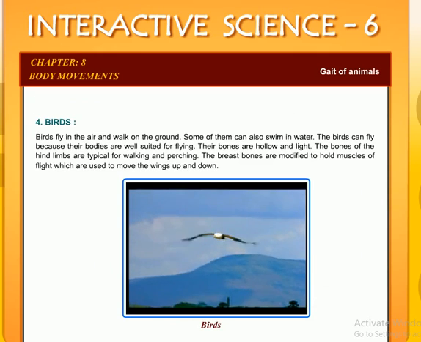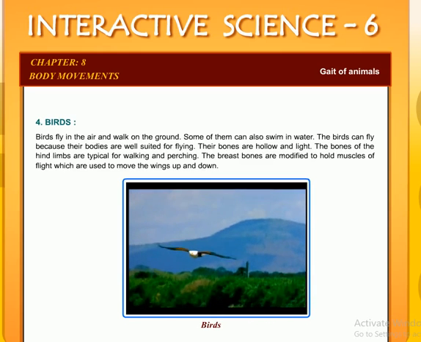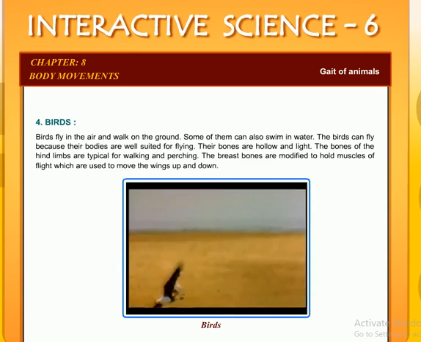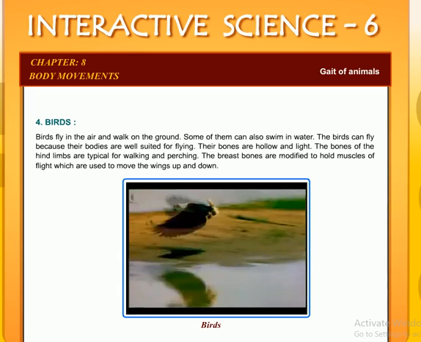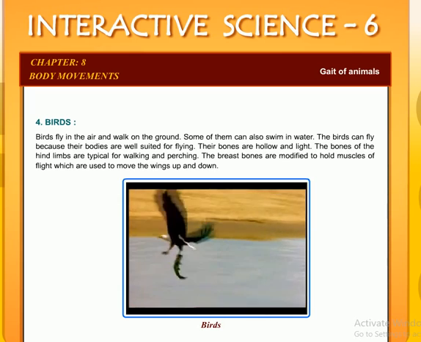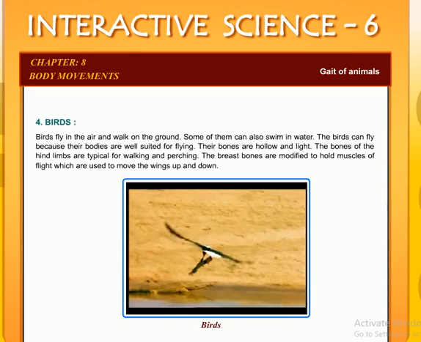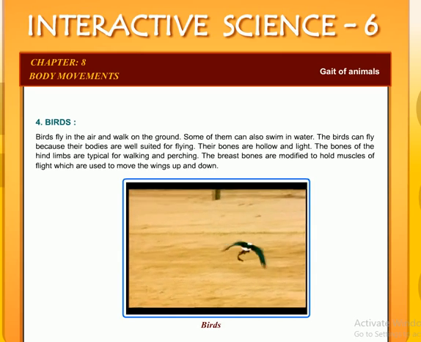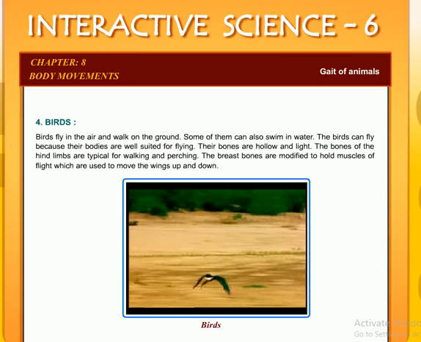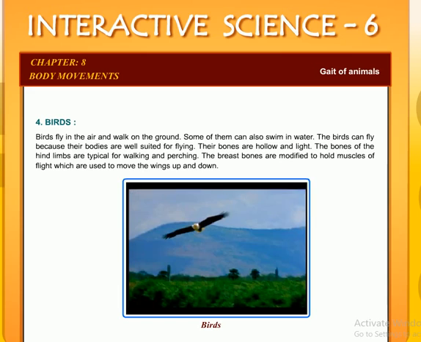4. Birds. Birds fly in the air and walk on the ground. Some of them can also swim in water. The birds can fly because their bodies are well suited for flying. The bones of the hind limbs are typical for walking and perching. The breastbones are modified to hold muscles of flight, which are used to move the wings up and down.